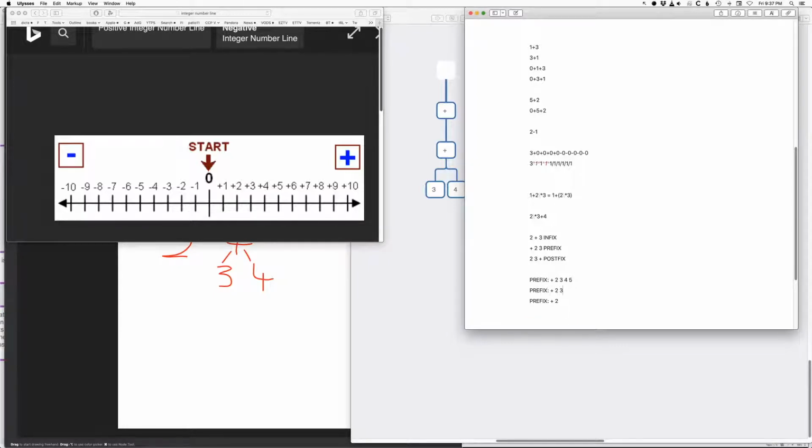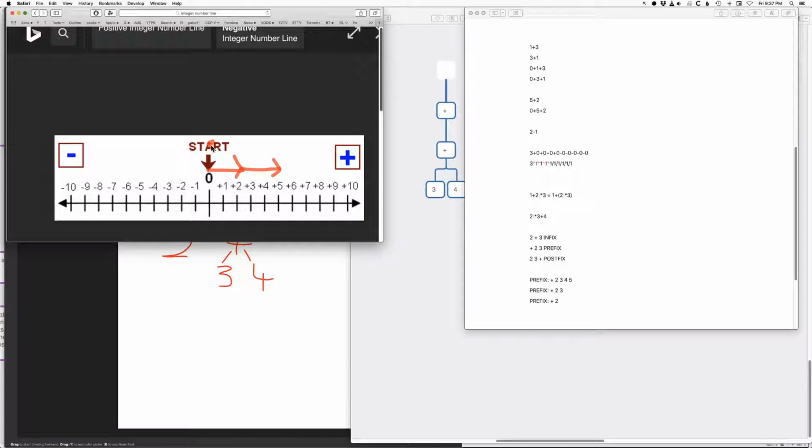Oh, so 0 plus 2. Yes. So when we're doing plus 2, 3, 4, or whatever, or just plus 2, 3, we're going like this, and then we're going like this. So if we're only doing plus 2, what do we do? I think we start at 0. Or it would be a 0 plus. I think I'm still confused.